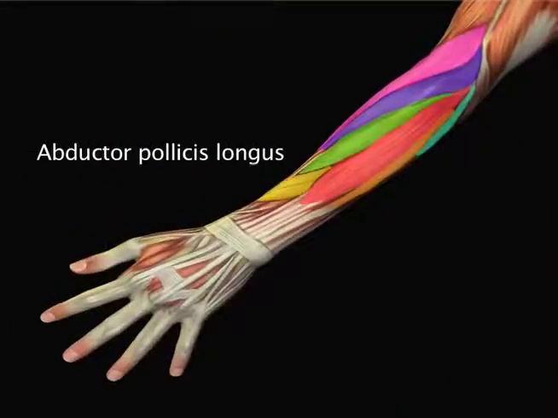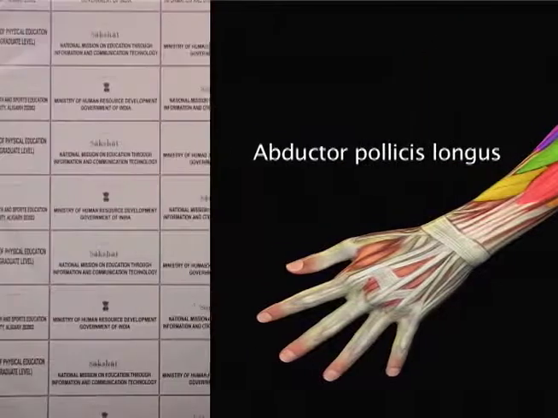Next muscle is the abductor pollicis longus. Again, from the name itself we can understand that it abducts the thumb. Abduction and extension of the thumb is the function of the abductor pollicis longus. Origin is the middle and the posterior surface of the shaft of the ulna and radius, and it is inserted to the posterior surface or the base of the first metacarpal bone. Nerve supply is from the posterior interosseous nerve. Action is abduction and extension of the thumb.